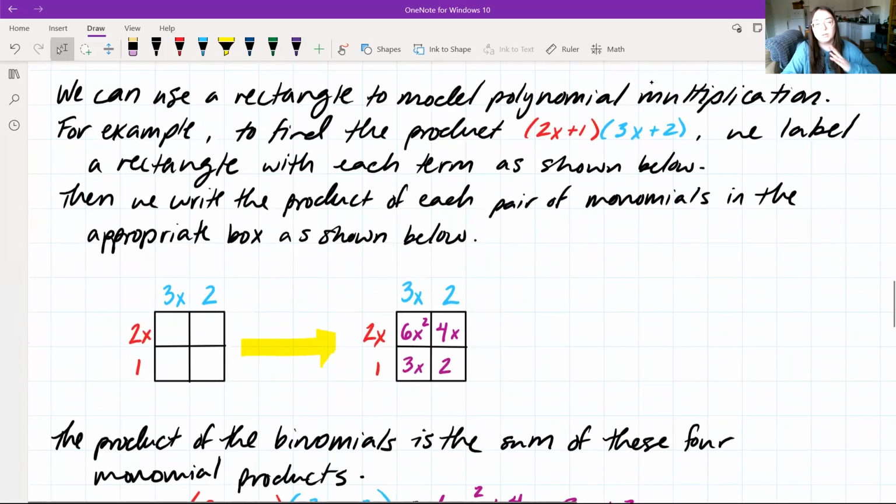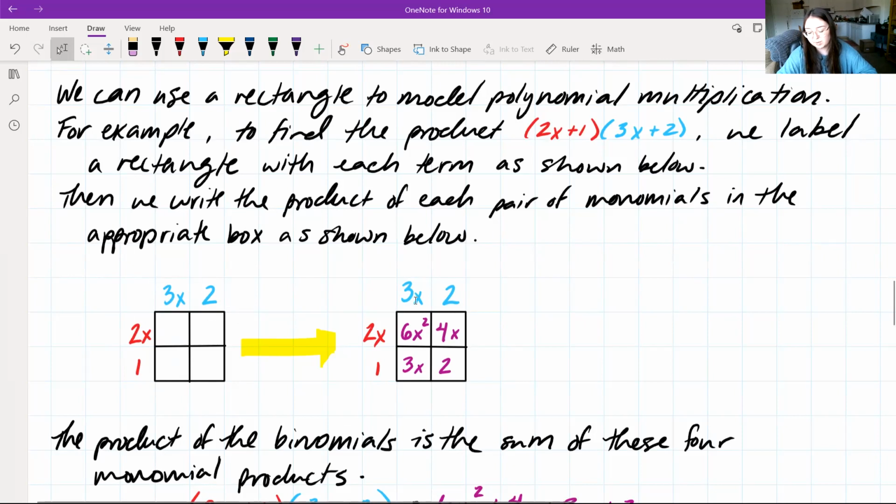Another way that we can multiply polynomials together is something called the rectangle method. We can use a rectangle to model polynomial multiplication. For example, to find the product of 2x plus 1 and 3x plus 2, we can label a rectangle with each term as shown below. So in this first box, we have 2x and 1 and 3x and 2. So we're just listing the terms. Then we write the product of each pair of monomials in the appropriate boxes. Once we've written this and separated out our boxes, then we multiply them together.